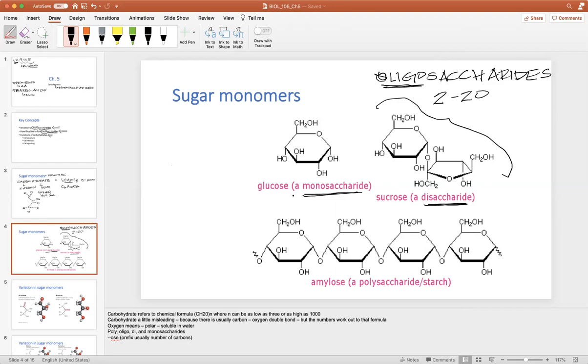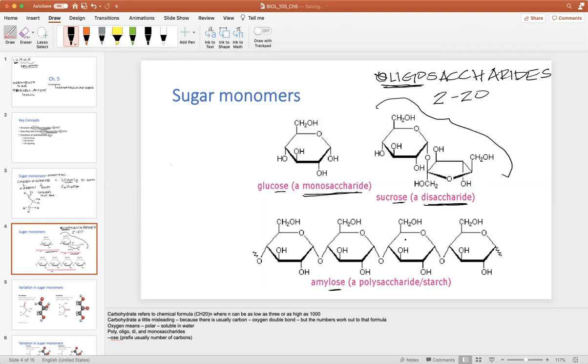One more thing I wanted to point out. Look at this suffix here, ose. When we name sugars, when we give them their particular names, they're going to have the suffix ose. So if you see a weird word, but it's got this ose suffix in it, you know that it's a carbohydrate, okay? You may not know whether it's a monosaccharide, disaccharide, or polysaccharide, but if this ose is in the name, you do know that it's a sugar.